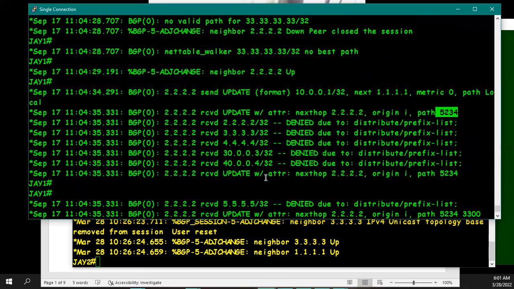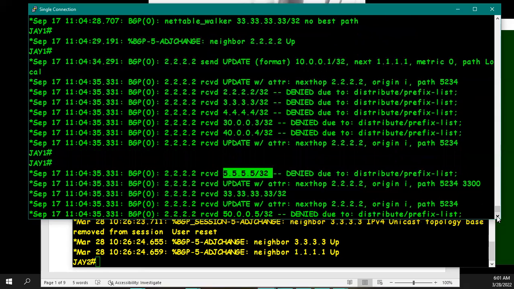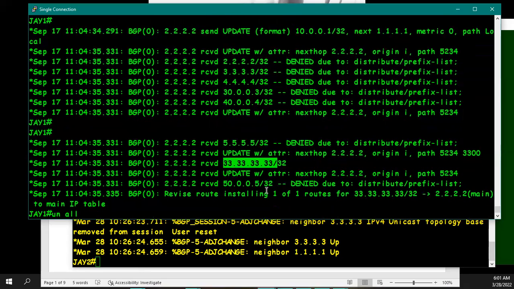5234. It sees the Confederation as a whole, not the individual autonomous system that these networks come from. You see, we're also rejecting router number 5. But here's the thing, check this out. We received this update 3333. Like I said earlier, that's the resource we're interested in.